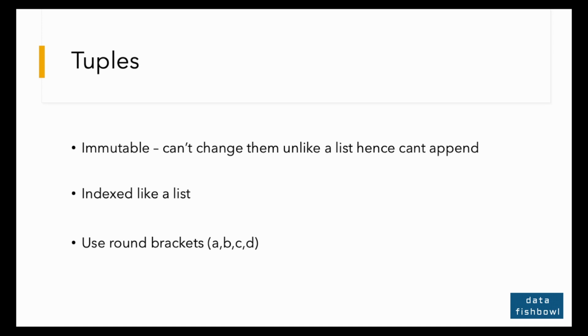A tuple is basically just like a list, but it's immutable. It can't be changed once created. You can also use an index to access any item within that tuple. And you use round brackets to signify that it's a tuple. So let's go and have a look at how we create it and how we access it, and then we'll move on to sets.